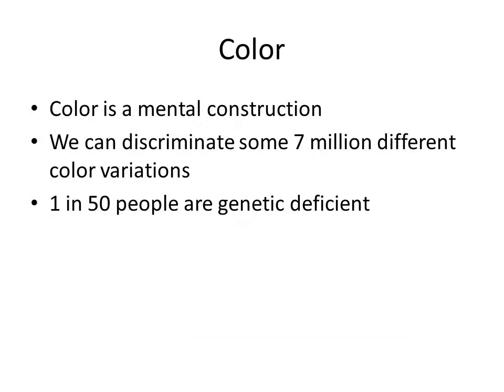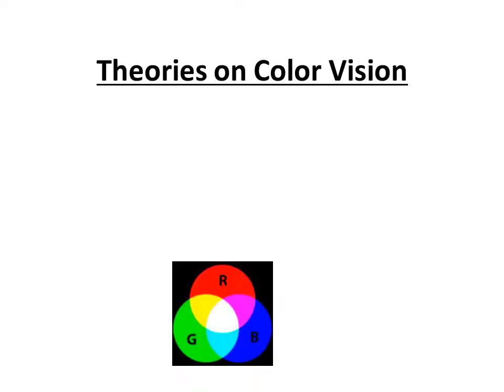Okay, color is really a mental construction of how we process the different light spectrum. We can discriminate some 7 million different color variations. Okay, 1 in 50 people are genetically deficient to certain colors, and we'll talk about color blindness in a little bit. Okay, there are different theories on color vision.